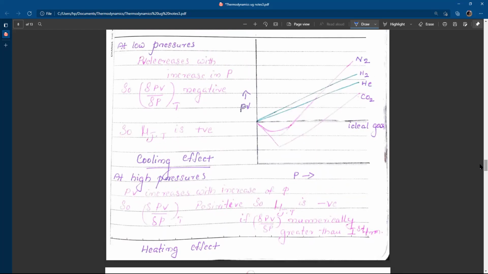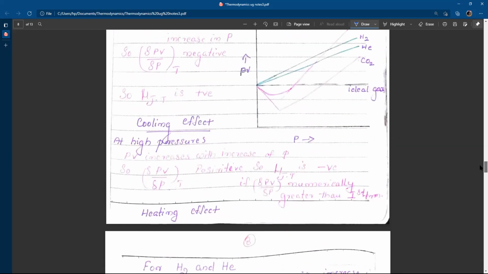At low pressures, PV decreases with increase in P. So ∂(PV)/∂P at constant temperature is negative, so μJT is positive. At high pressures, PV increases with P. So ∂(PV)/∂P at constant temperature is positive, so μJT is negative. If ∂(PV)/∂P is numerically greater than the first term, a heating effect will be observed.